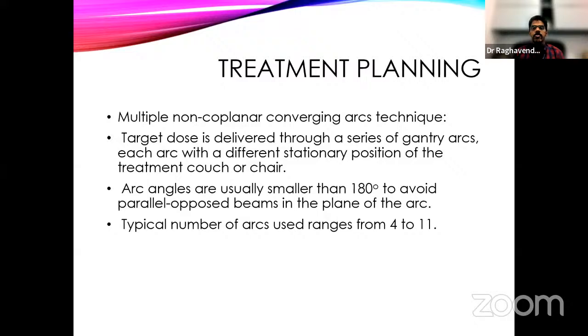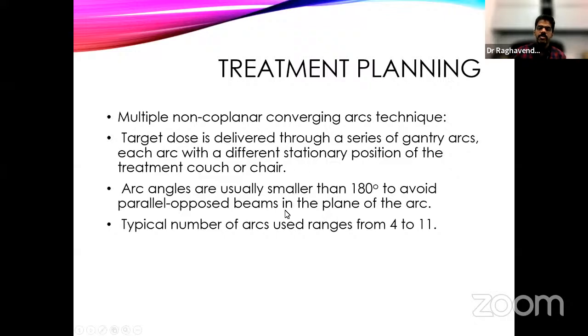So planning-wise, ideal is to use a lot of non-coplanar beams in case of intracranial treatment. Now we don't use static beams at all. We move towards converging arcs, isocentric. It can be multiple isocentric also, but that depends on how far one tumor is from another tumor. That's all. I will come to that later, why we need it. So the target dose is delivered through a series of gantry arcs. Arc angles are usually smaller than about 180 degrees to avoid parallel opposed beams.